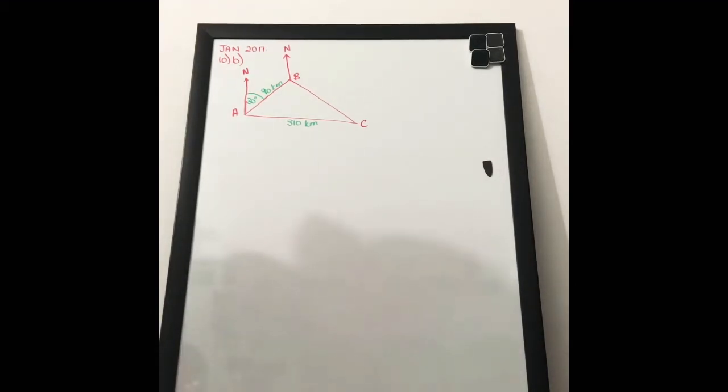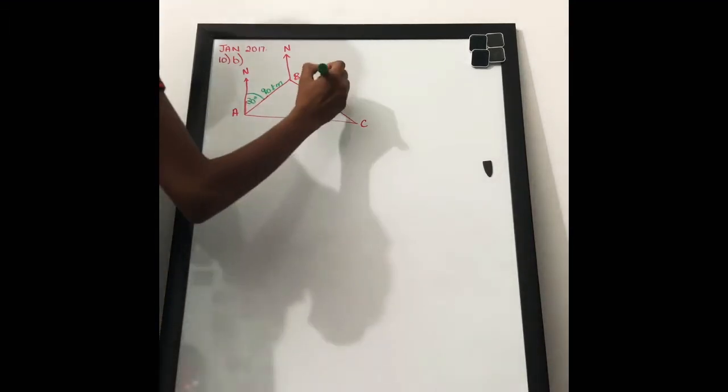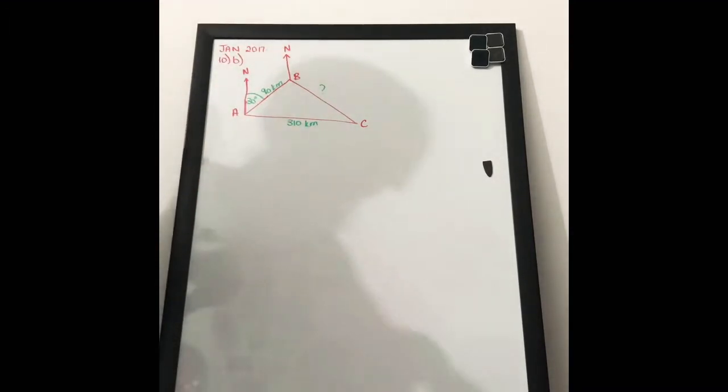The next part, they say calculate to the nearest kilometer the distance between Belleville and Compton, right? So all they want basically is this distance here.